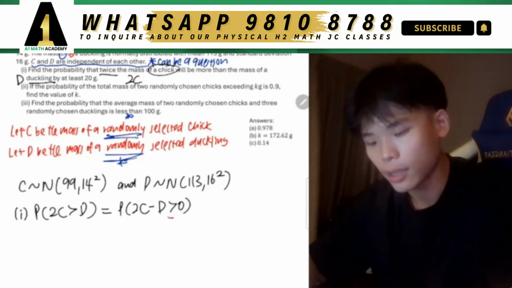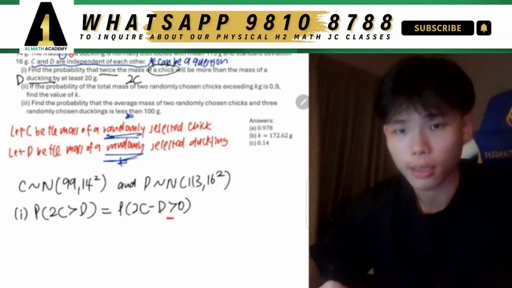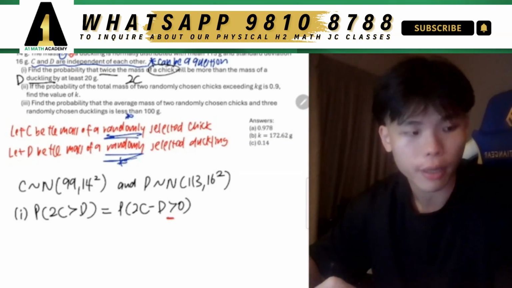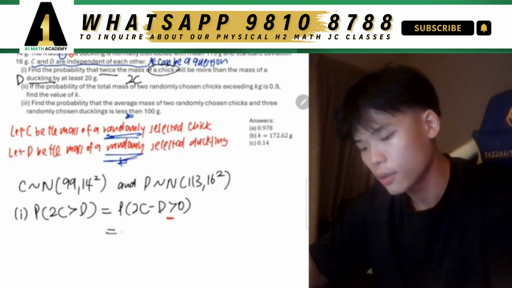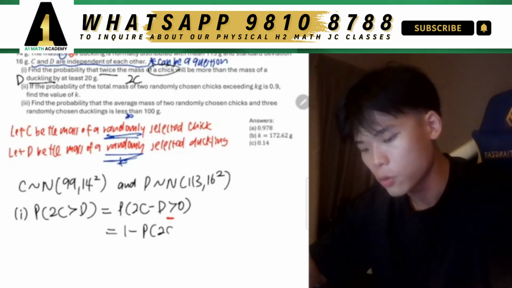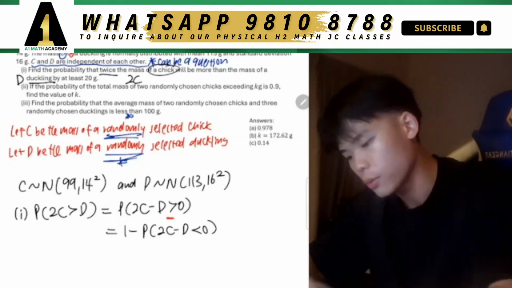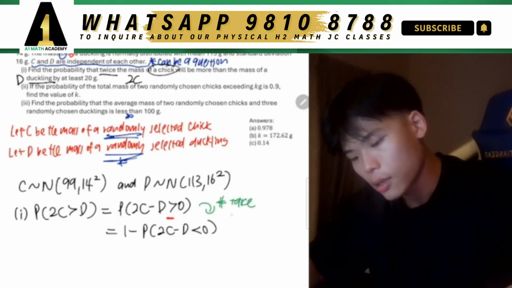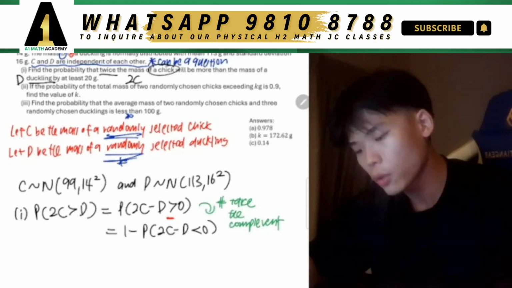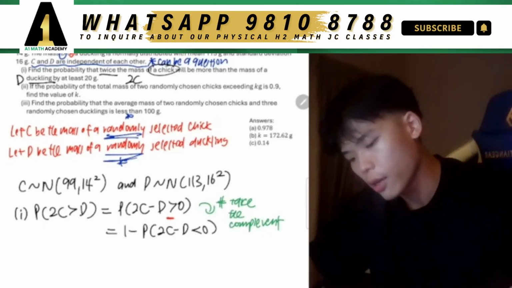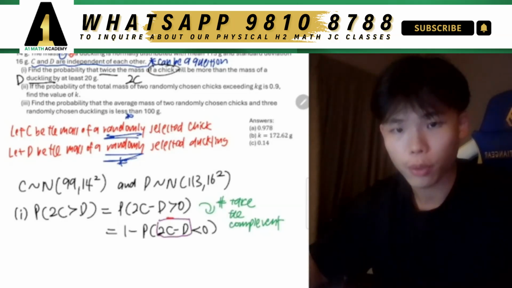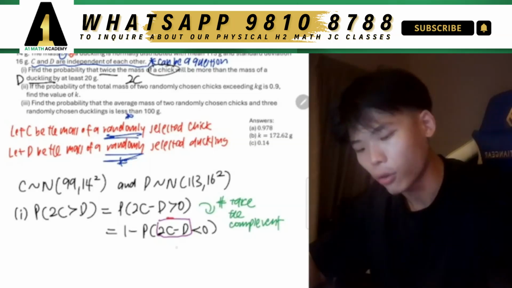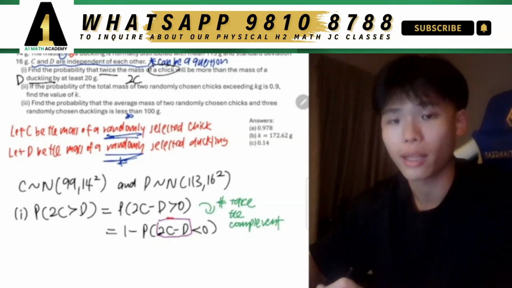And since this is a normal CDF function in your calculator, you cannot key this in directly, right? So what you need to do is 1 minus P of 2C minus D lesser than 0. You need to take the complement of it. So I'm just going to write it here: take the complement. Very important. So we realize that now we have a new variable called 2C minus D. And for this, we need to figure out what the parameters are now.